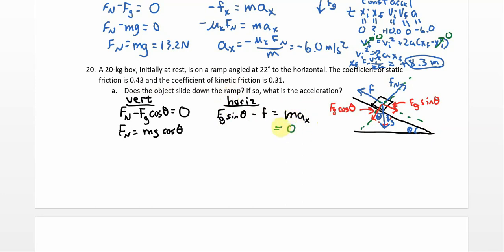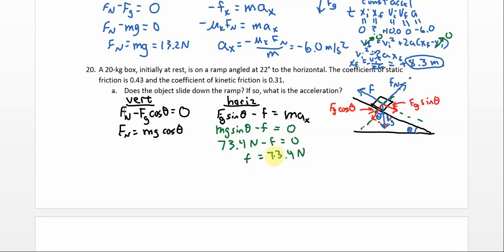So if we put in a 0 here, then let's see what we have. We have mg sine theta minus F, friction force. So mg sine theta, 20 kilograms times 9.80 times the sine of 22 degrees. Let's get a number for that. 20 times 9.80 times sine of 22 degrees is 73.4 newtons minus F equals 0. We would get that the friction would have to be 73.4 newtons.